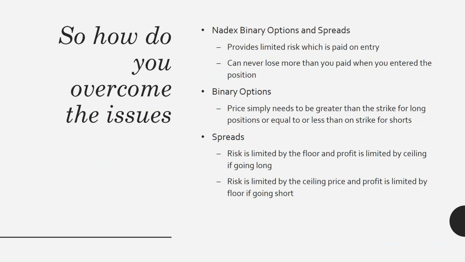Now, with binary options, price simply needs to be greater than the strike for long positions, or equal to or less than the strike for shorts. What does that mean? Let's say you're trading a market report. You expect the market to move 20 pips, but it only moves 5 pips. Well, it doesn't matter. As long as it closes or expires in your favor, okay, then you could potentially make money on that binary option.